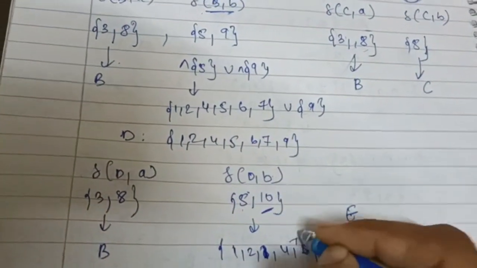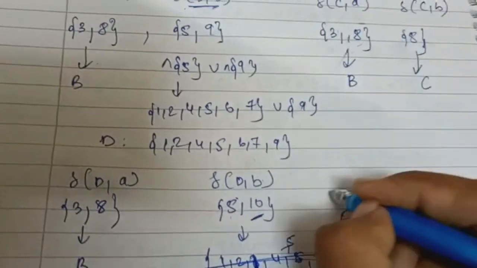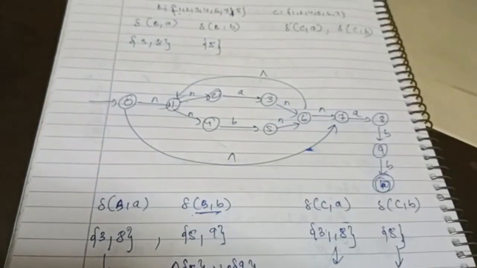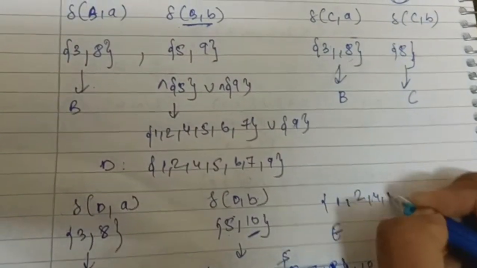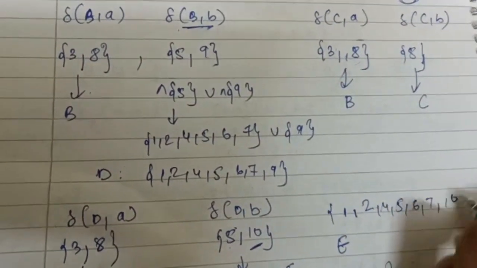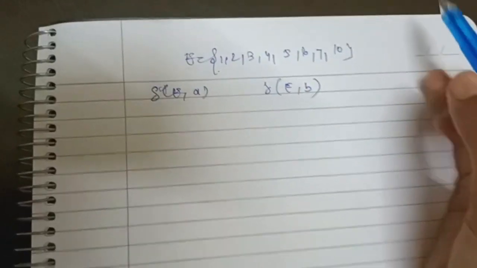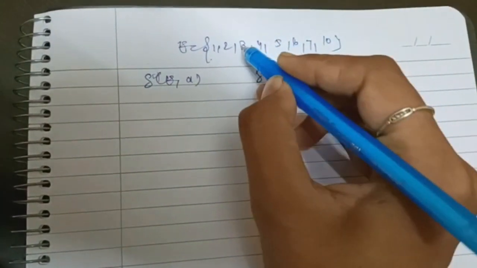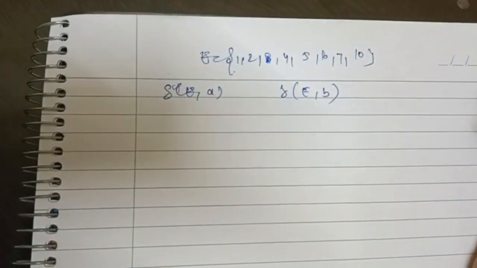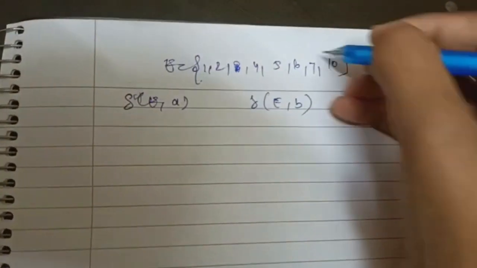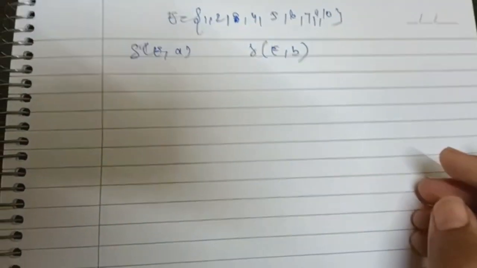Okay, so we'll introduce a 5 here. Let's do this. 1 2 4 5 6 7 and 10. Okay, so this will be my new state E. So it is 1 2 4 5 6 7 9 and 10.